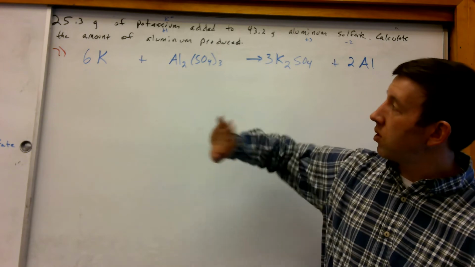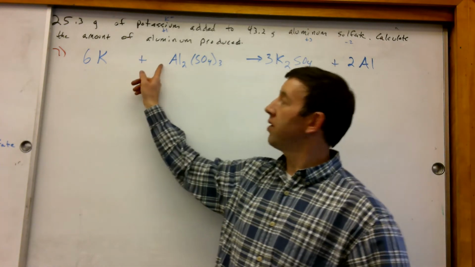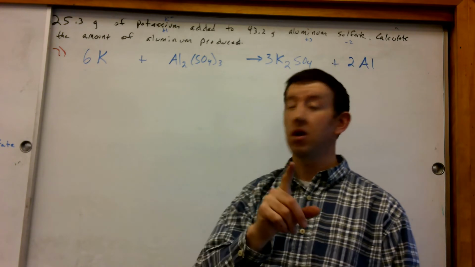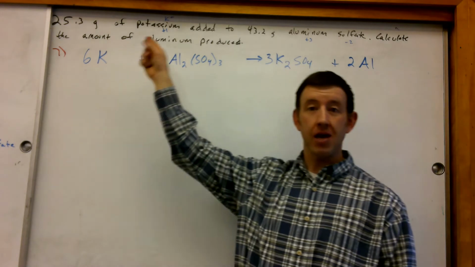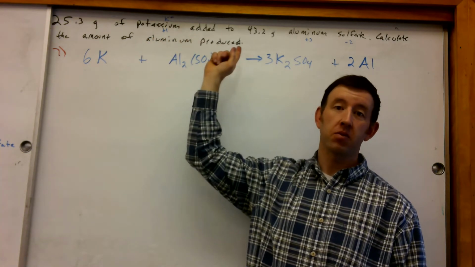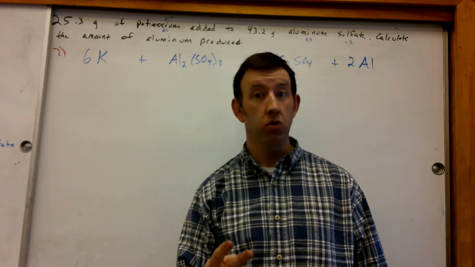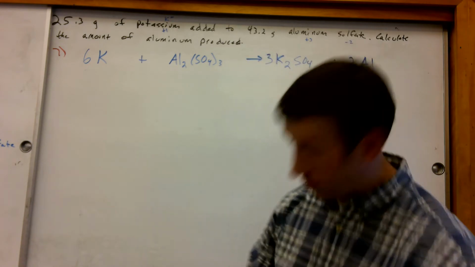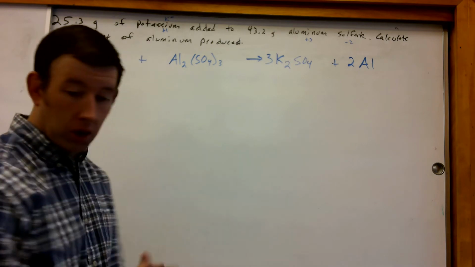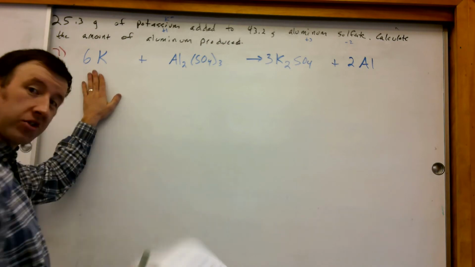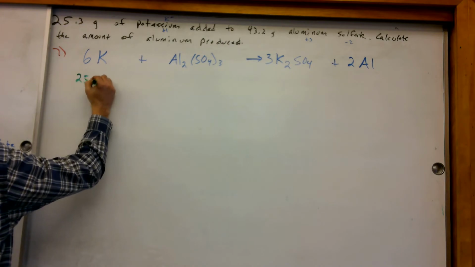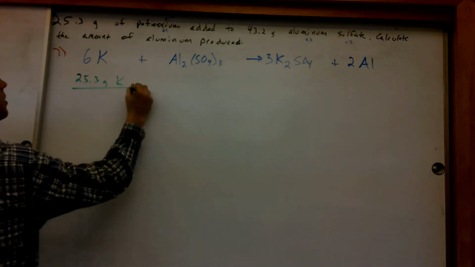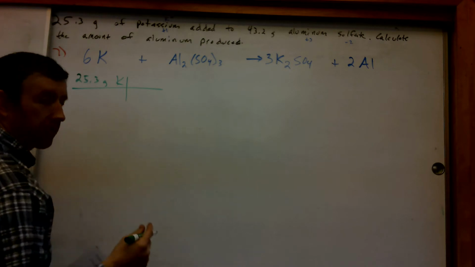So we're going to look for a 6-to-1 ratio in our reactants in terms of moles. Okay, so I have grams of potassium and I have grams of aluminum sulfate. I need to convert those 2 numbers to what? Moles. All right, so let's do that. It doesn't matter which one we do first, I'll just do potassium first since it's written first in my equation. I have 25.3 grams of potassium.